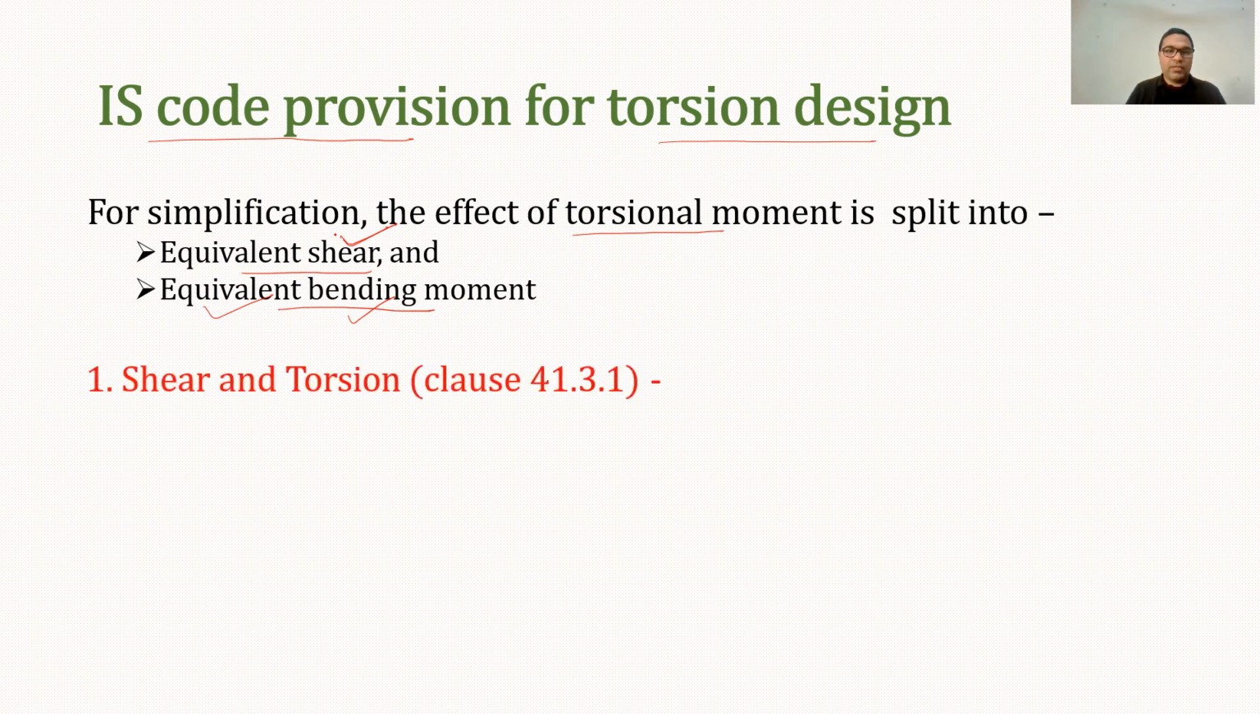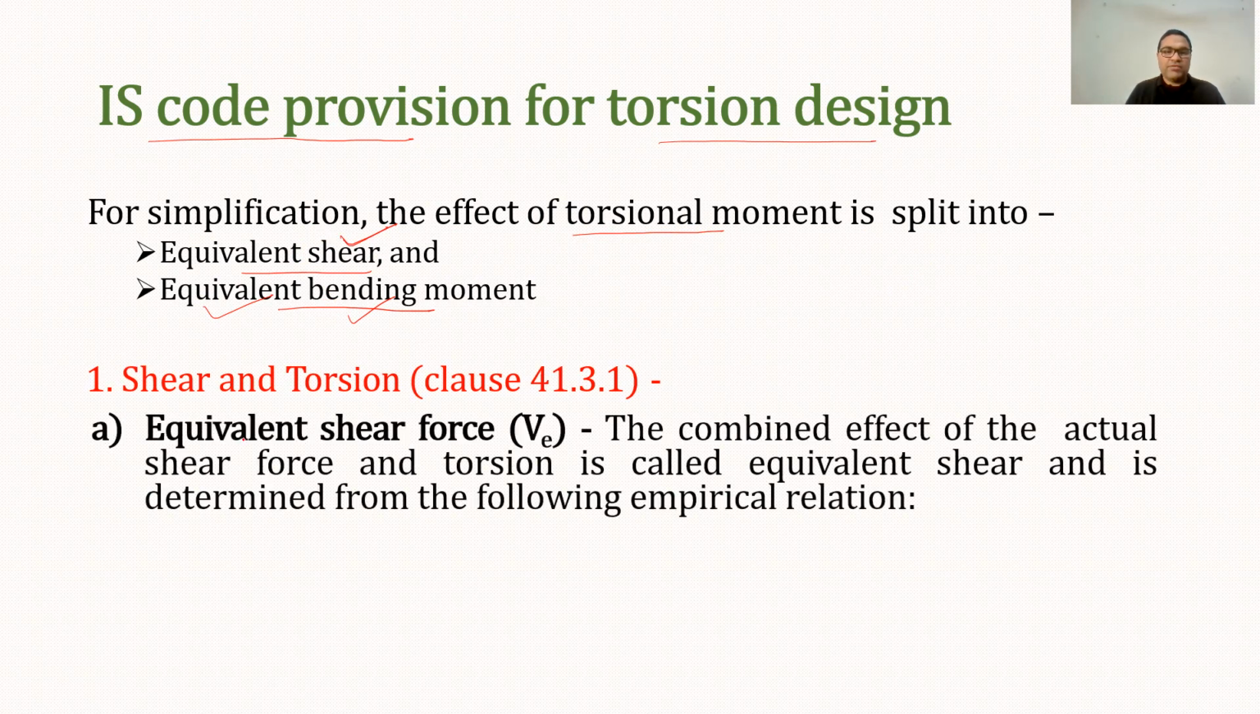So first of all, we will talk about the equivalent shear force. Now, what is equivalent shear force? The combined effect of the actual shear force and the torsion is known as the equivalent shear, and it can be determined from an empirical relation which is given in the IS code also. If you refer to this clause, you will find the formula for VE. The equivalent shear force is represented as VE. So the formula for VE is this one.